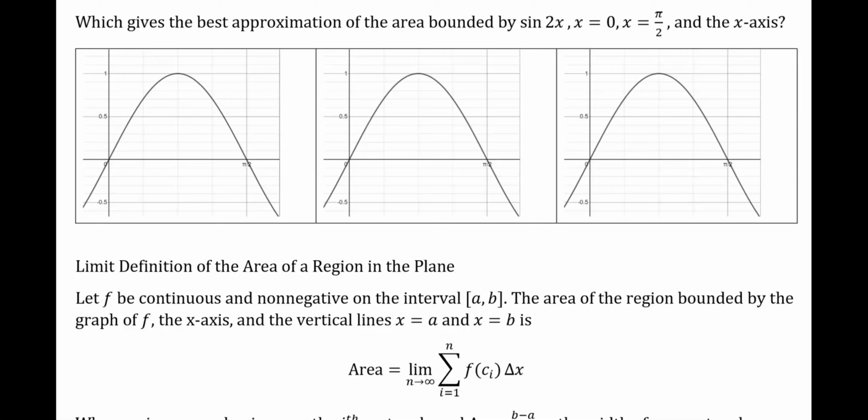And so I'm going to have 3 different scenarios here, and we're looking for which of these scenarios is going to give us the best approximation of the area bounded by sine 2x, x equal to 0, which is the y-axis, x equal to pi over 2, and the x-axis. So all 3 of these graphs here are the same graph. It's sine 2x, and I'm making sure that we're on the interval we want to be on from 0 to 2 pi. And so in all 3 of these cases, we're talking about the region that is above the x-axis, to the left of pi over 2, and to the right of the y-axis and under that curve.